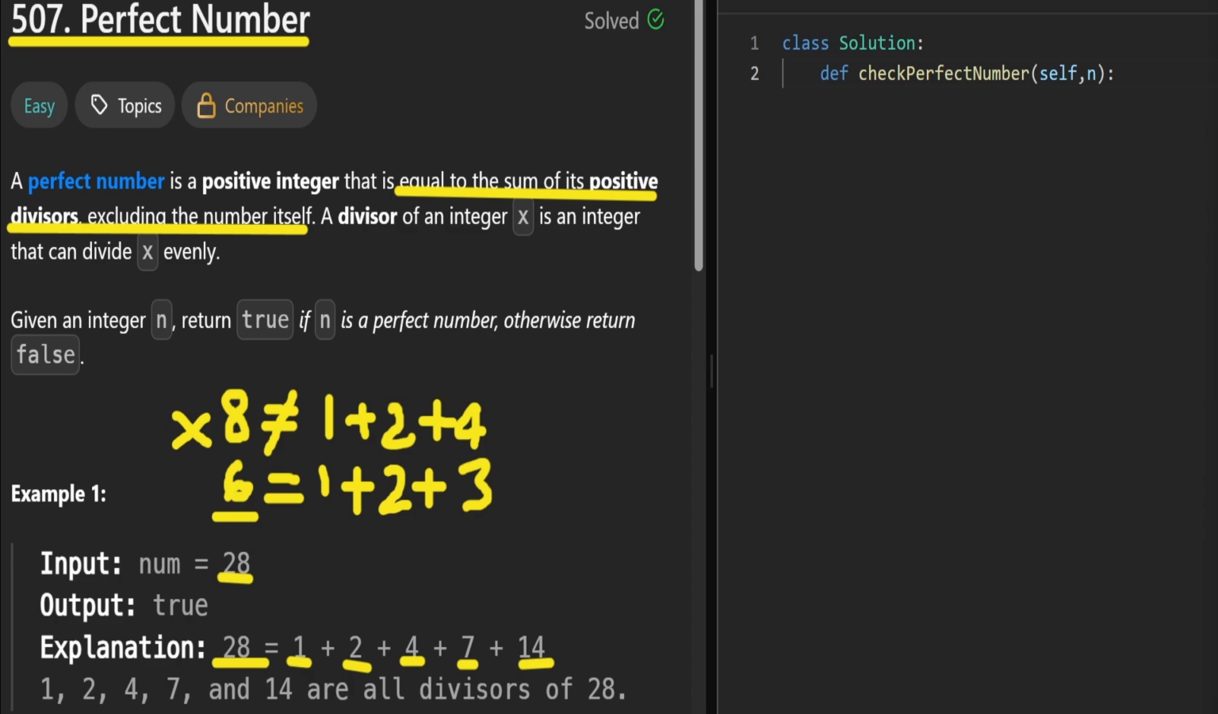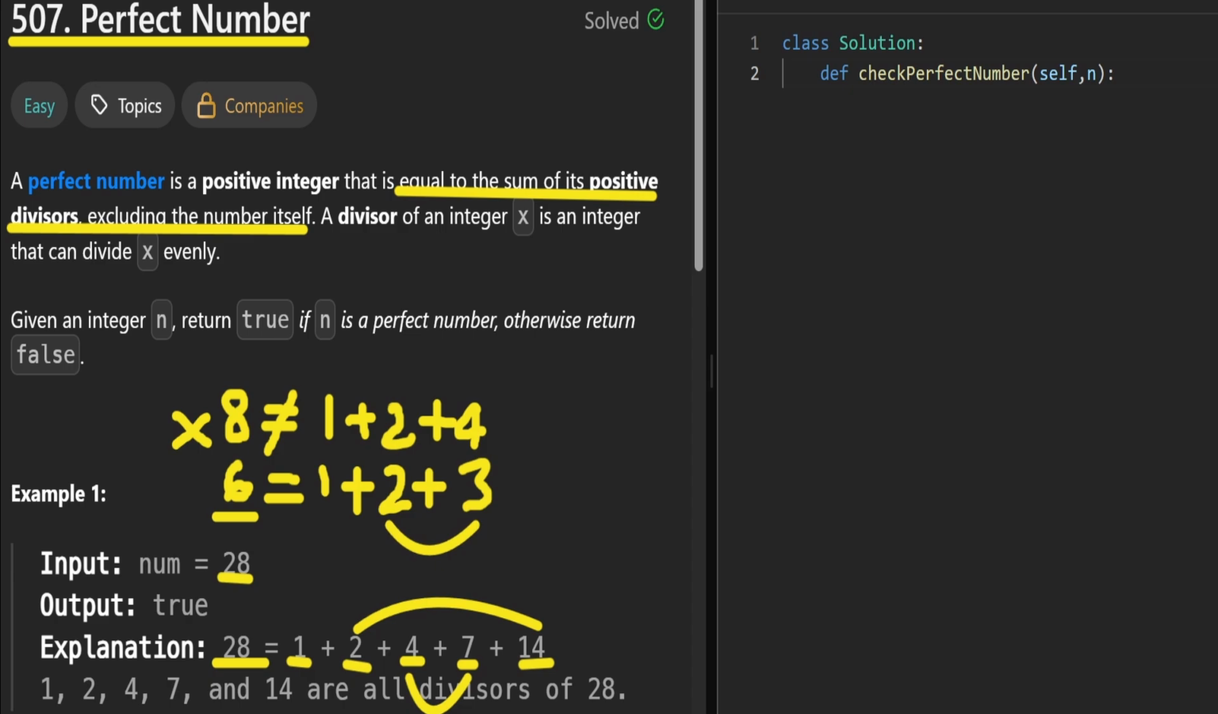Because divisors come in pairs, if d is a divisor of n, then n divided by d is also a divisor. For example, 2 is a divisor of 28, then 28 divided by 2, 14, is also a divisor. 4 is a divisor of 28, then 28 divided by 4, 7, is also a divisor. 2 is a divisor of 6, then 6 divided by 2, 3, is also a divisor.